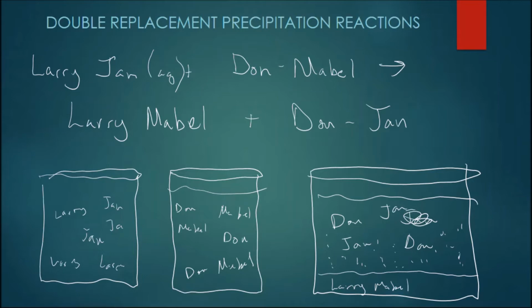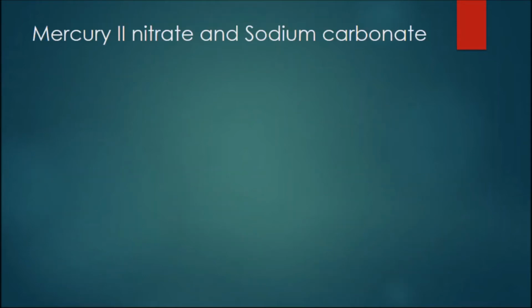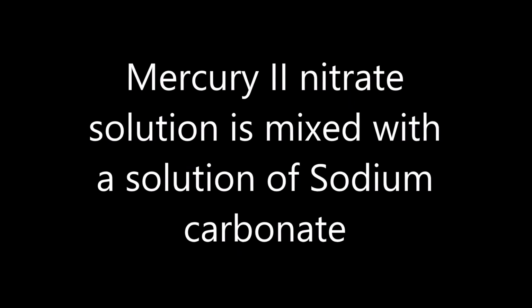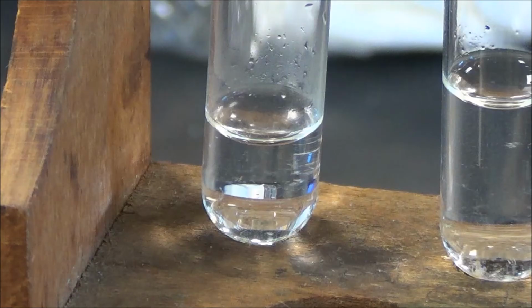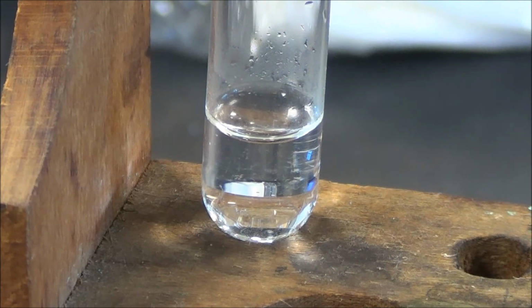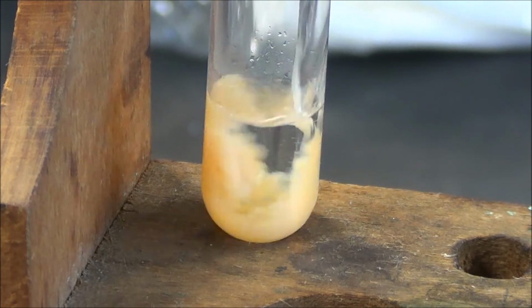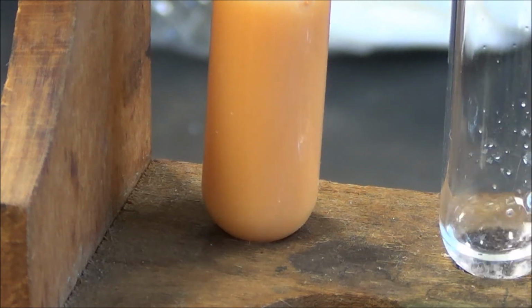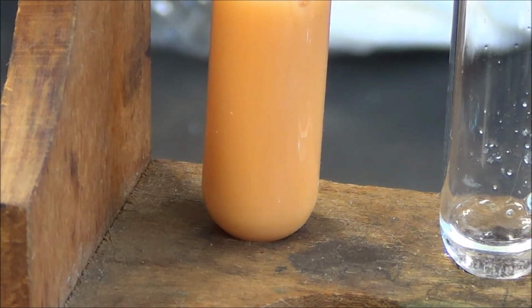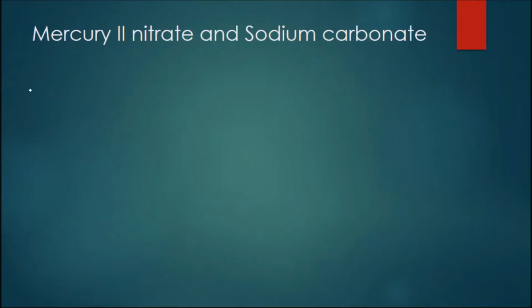So let's look at the first of these demonstrations by looking at what happens when Mercury II nitrate and sodium carbonate meet up. Notice that you have two clear solutions. They don't appear to have anything in them, but when they mix, without a doubt, something happens, and those are crystals that are forming there.